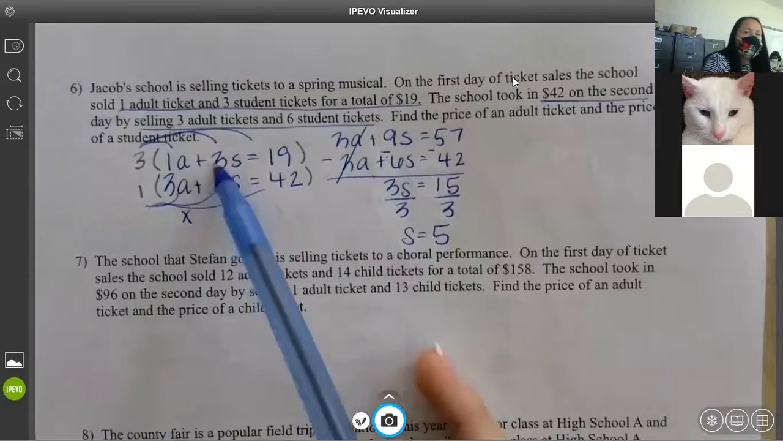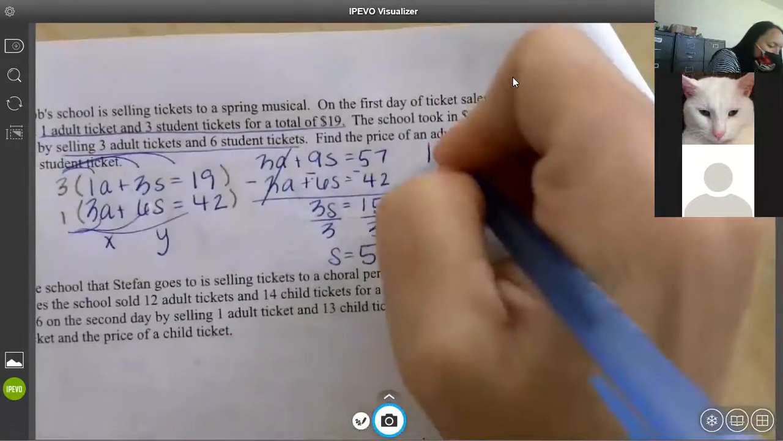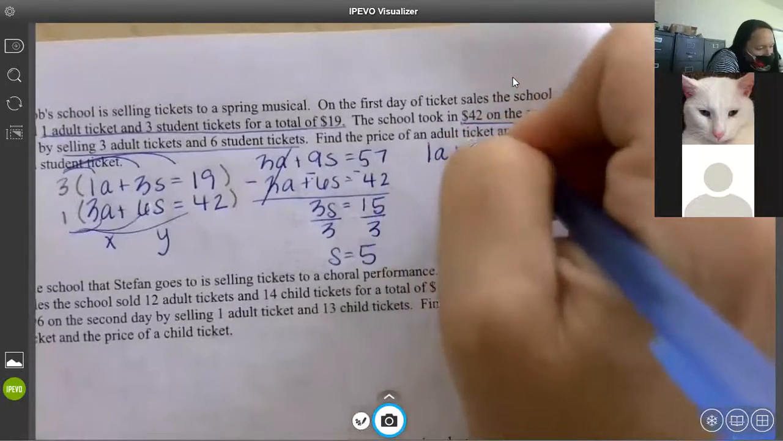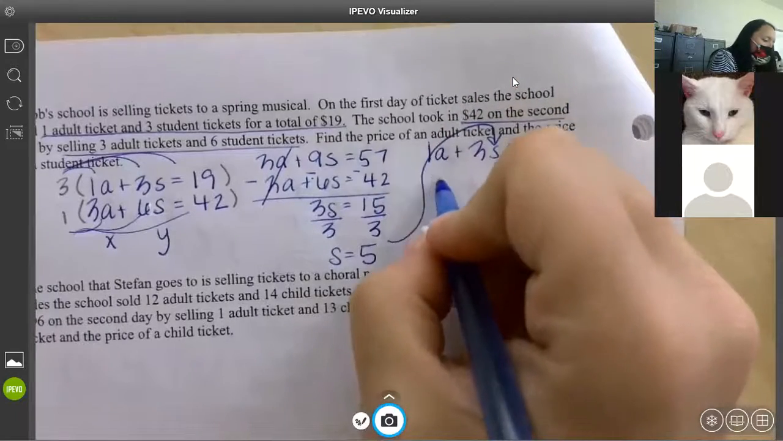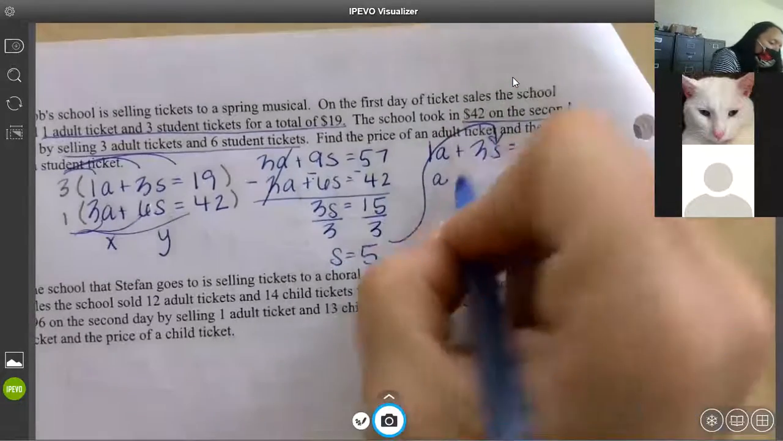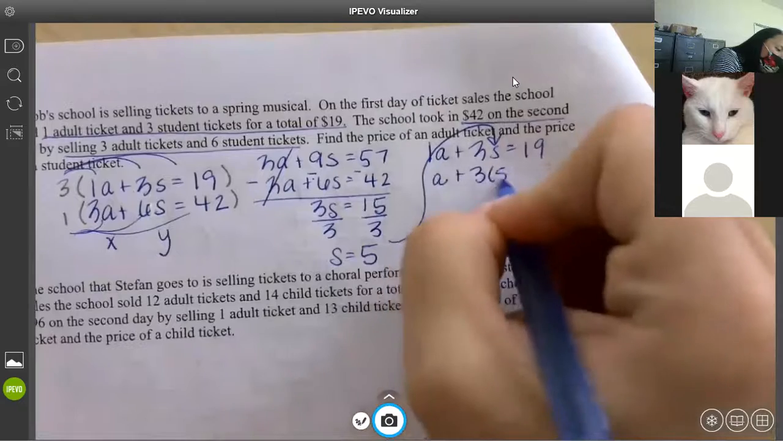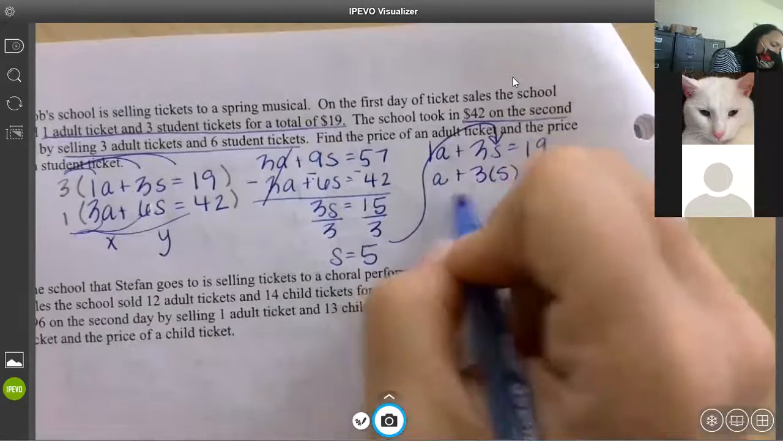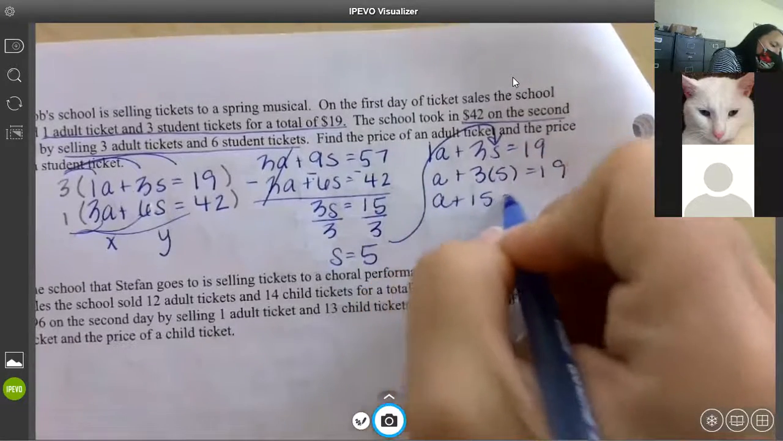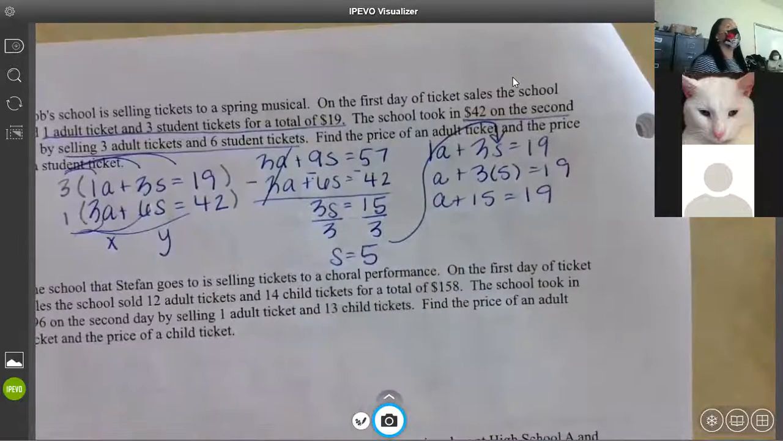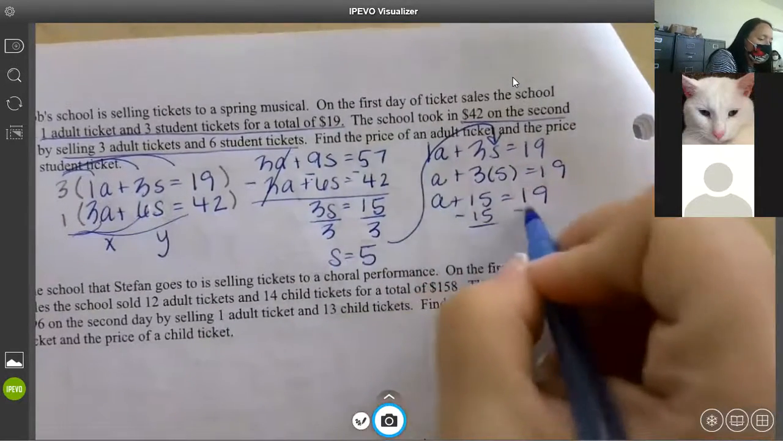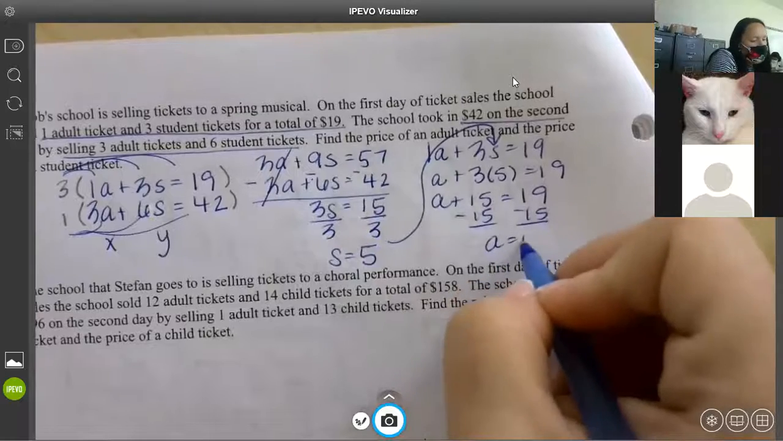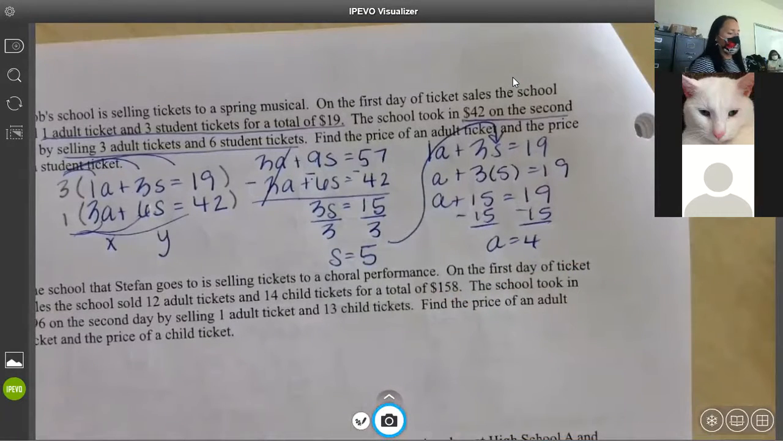Pick an equation. The top one looks a little bit smaller. 1A plus 3S equals 19. And we're plugging in 5 for that. So remember, I can just write A. I don't need the 1 in front. Plus 3 times 5 equals 19. 3 times 5 is 15. And then subtract your 15. We get A equals 4. So an adult was $4, a student was $5.